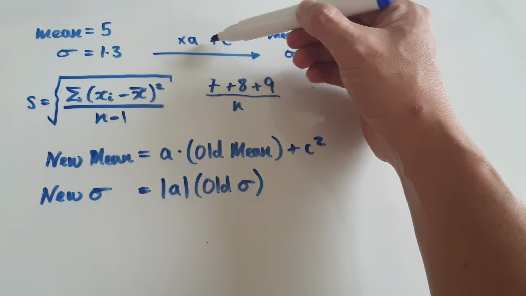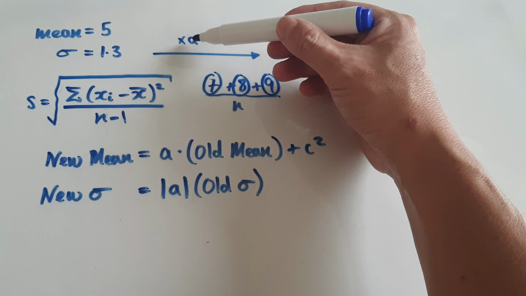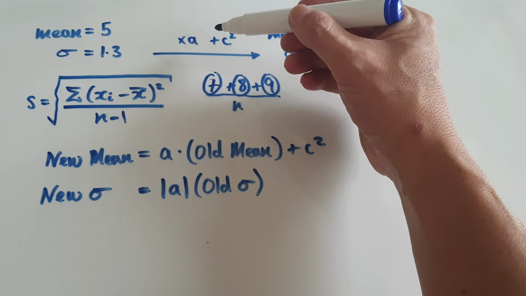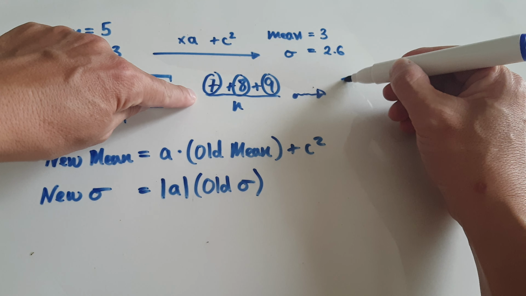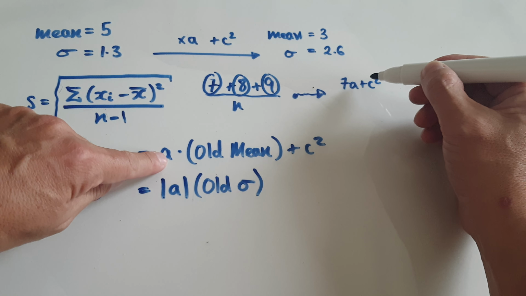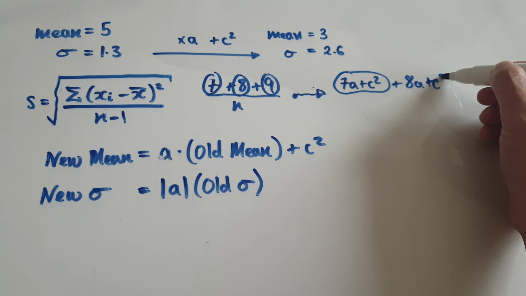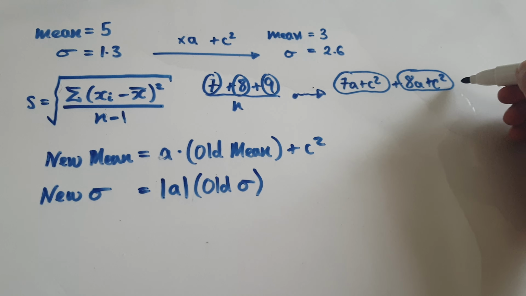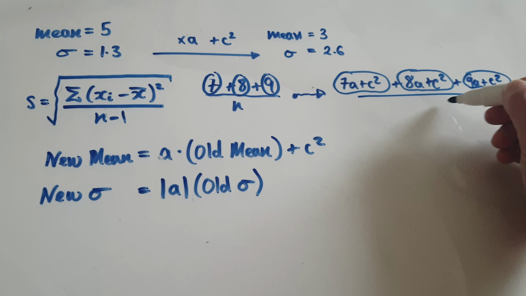So now you apply this transformation where every member is multiplied by a and then add c squared. So what that means is every member, now you multiply by a and then you add c squared. So that's your first number. And then your second number would be 8a plus c squared. That's your second number. And your third number would be this: 9a plus c squared, divided by n.